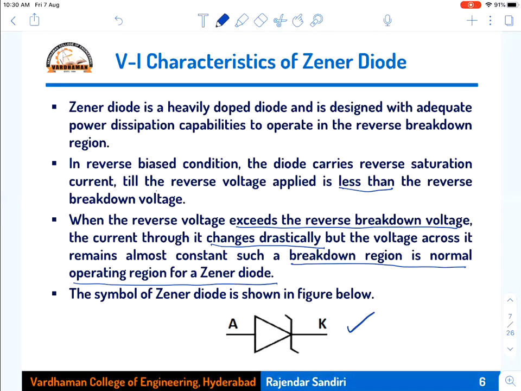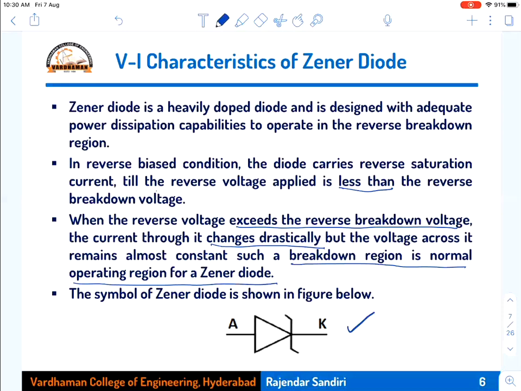A GNR diode is a heavily doped diode and is designed with adequate power dissipation capabilities to operate in the reverse breakdown region. Up to the reverse breakdown voltage, the current is very small, voltage is also very small, so the power will also be very small. But when operated in the reverse breakdown region, the voltage is high, current is also high, so the product of voltage and current, which is power, will be very high. If that much power is dissipated in the diode, will it be able to withstand it without getting damaged? To withstand that, it is designed with that capability. That's what is called designed with adequate power dissipation capability. Is it okay?